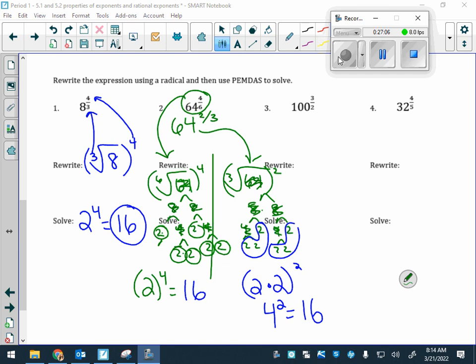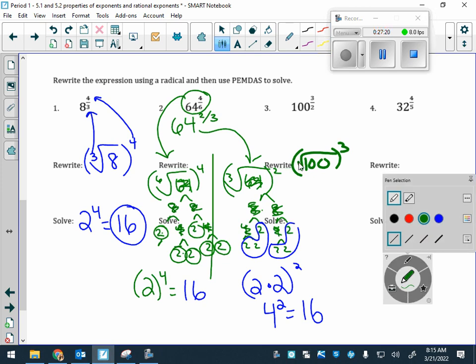Number 3, how do I rewrite it? Hannah. Good. Okay. So, what is the square root of 100? Nick? 10. And then 10 cubed? Go ahead. 1,000. Good. Excellent.